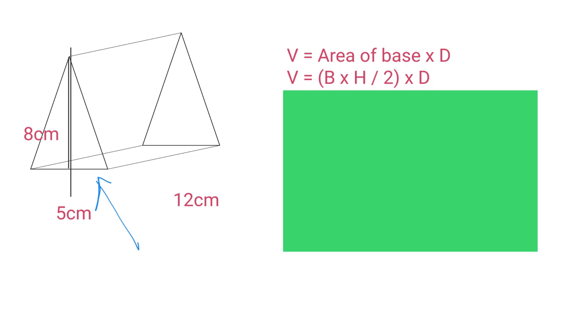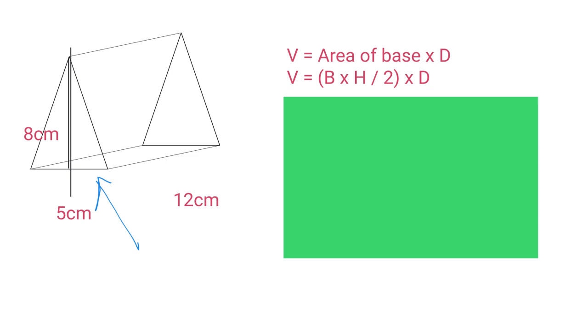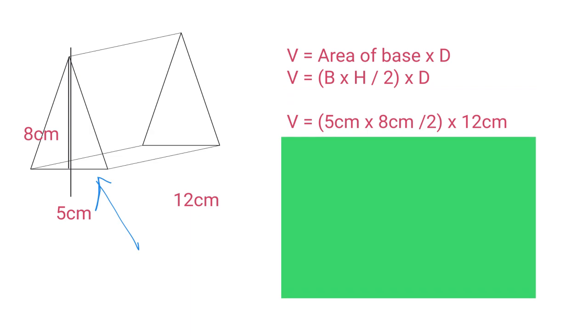That's another reason I like to use times depth and not times height, because then we get height twice in some of these formulas. So base times height divided by 2, you know that's the area of a triangle. You've known that for a long time, times depth. So how does that work out for this particular shape? Well, the volume in this case is 5 for the base times 8 for the height divided by 2 and then multiplied by 12.